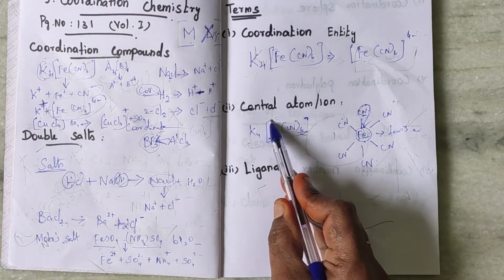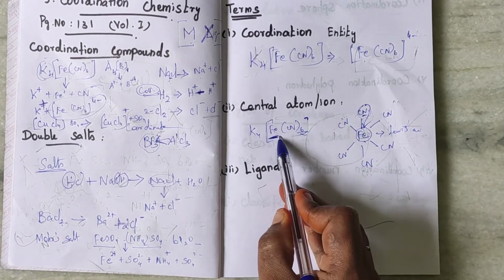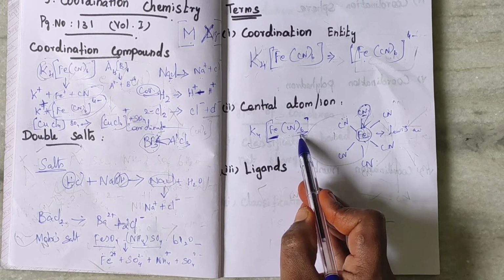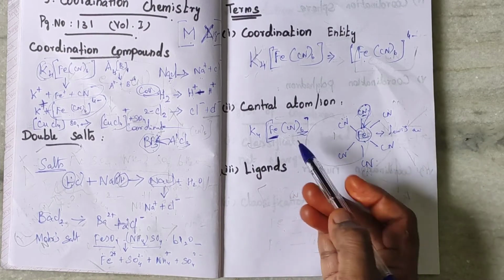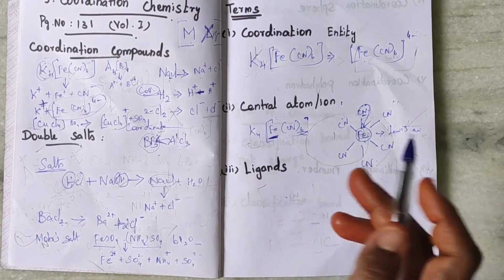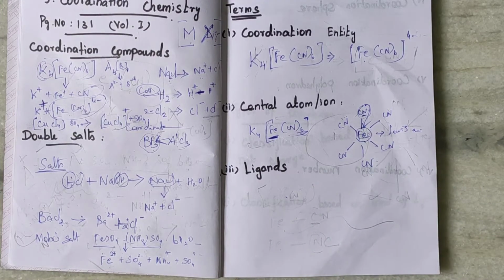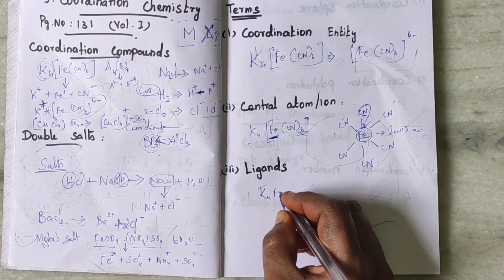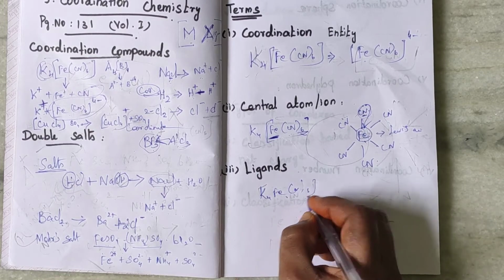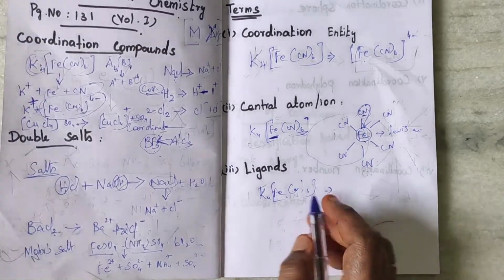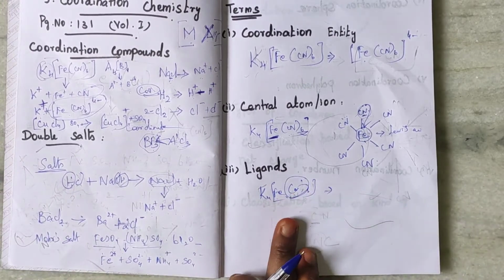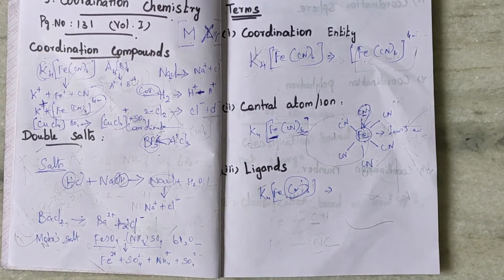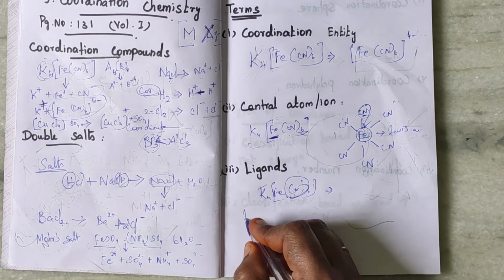In the coordination entity, the metal attached with a group of ions or atoms like this is called ligands. Ligands are atoms or groups of atoms bound to the central atom or ion. One example is cyanide. Here the ligand is cyanide. It has 6 cyanide ligands. Next, donor atom.